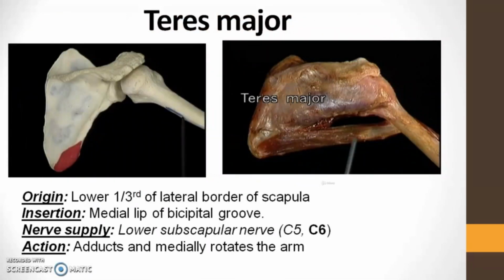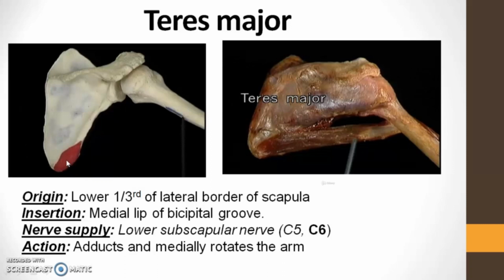Now we will move on to details of teres major. So teres major is taking origin from lower one-third of lateral border of scapula. So teres minor we studied above, that is lateral two-third, and here lateral one-third. Okay, so lower one-third of lateral border of scapula giving origin for teres major, and this is going to insert in the intertubercular sulcus medial lip. Medial lip of intertubercular sulcus or bicipital groove giving insertion for this teres major muscle.